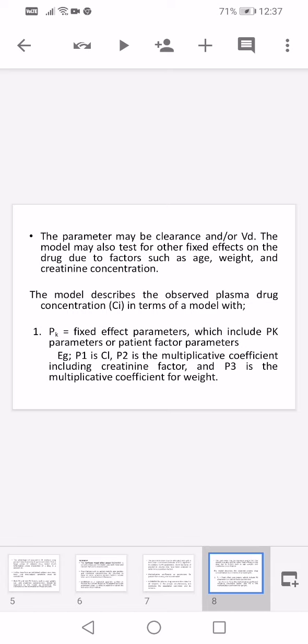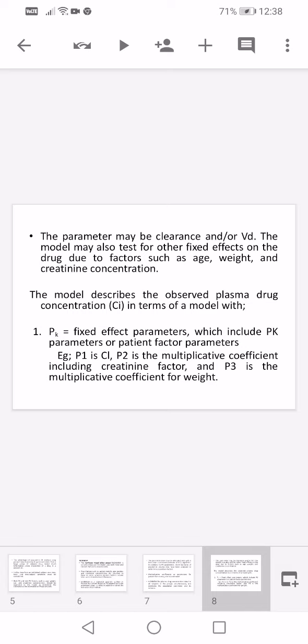So as we are taking into consideration both factors, fixed and random factors, it will be mostly concentrating on the clearance and VD and also these fixed models. The model describes the observed plasma drug concentration Ci in terms of a model. So when you apply these algorithms in this model, the observed plasma drug concentration from the patient is explained by these parameters.